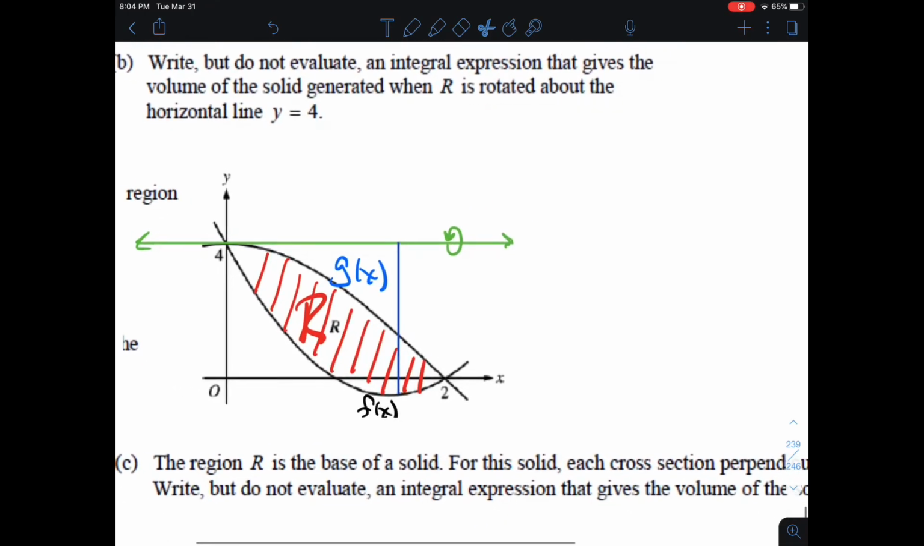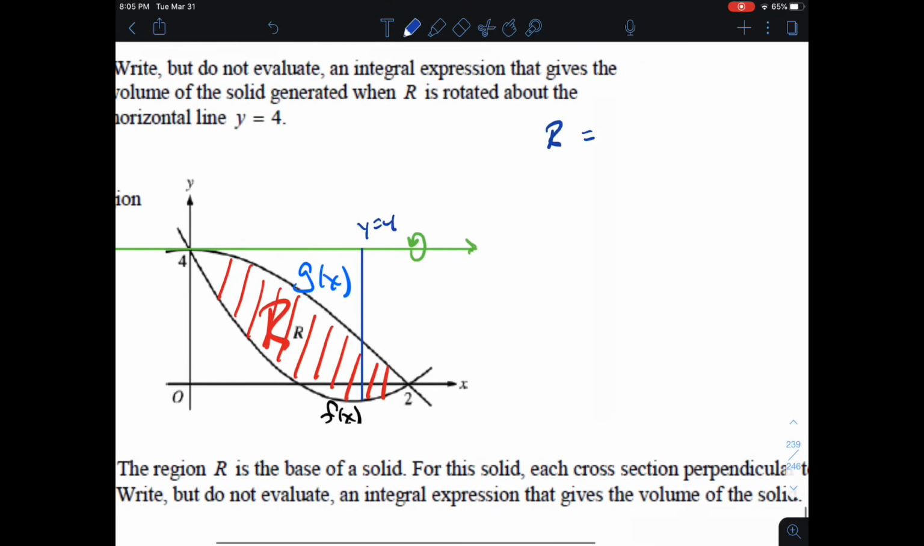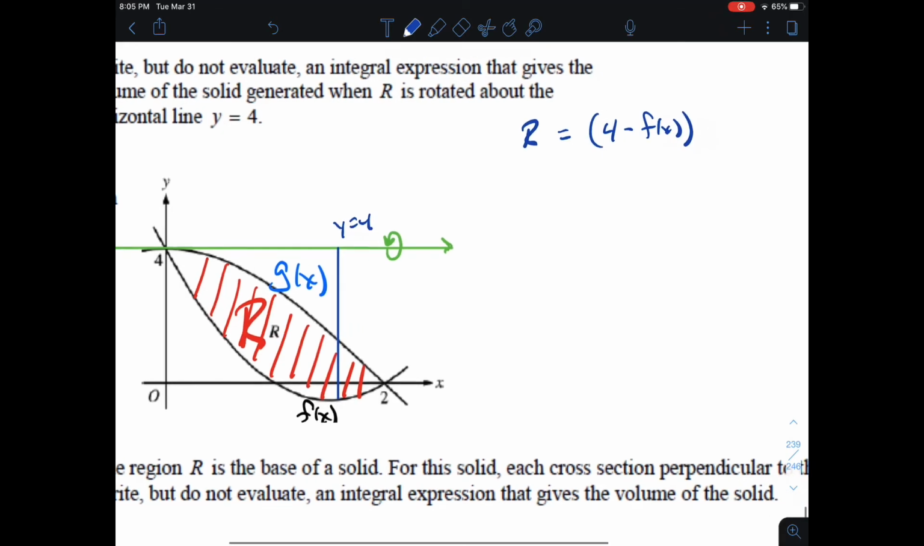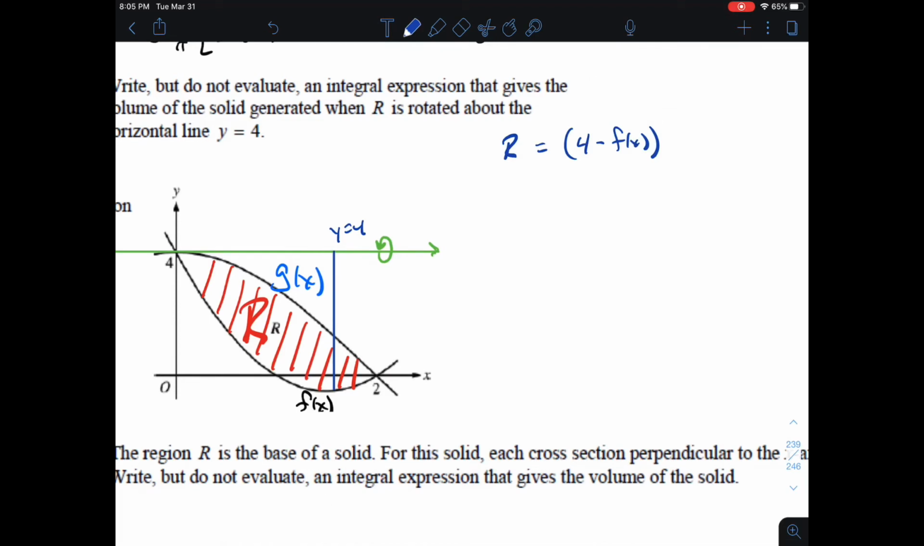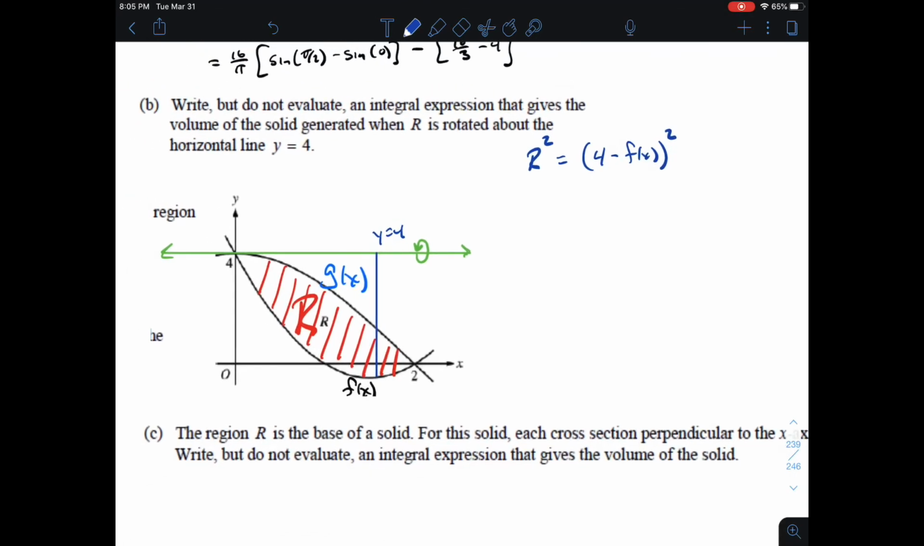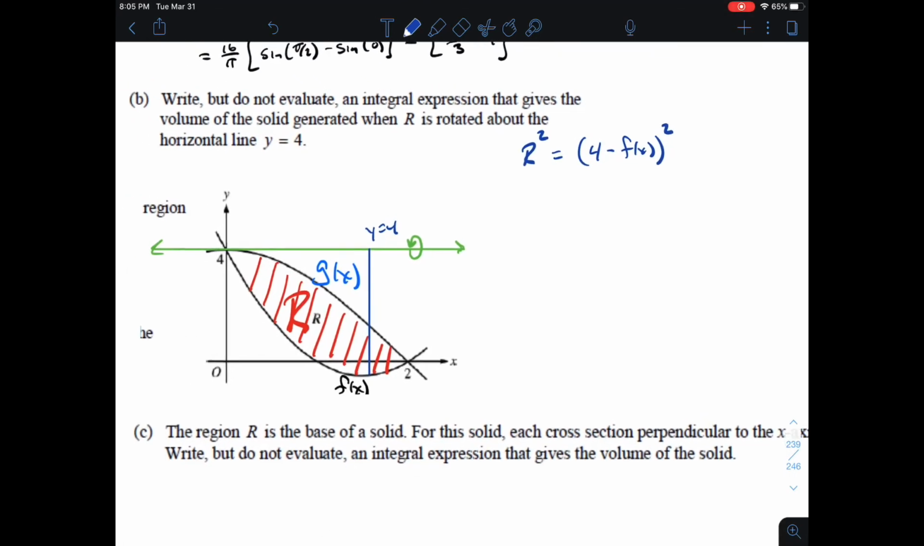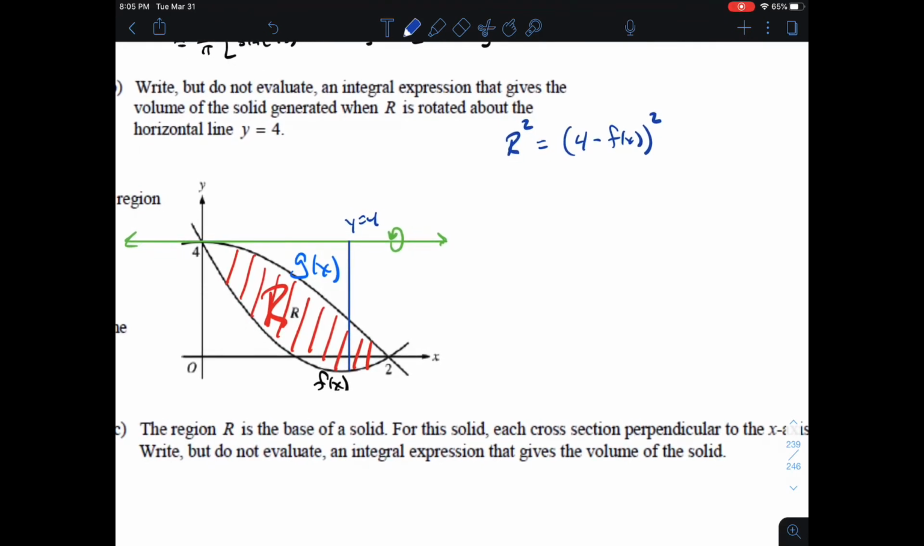So we need to know what the bigger radius is. And as pointed out, the bigger radius is the distance between this line y equals 4 and f. So you take top minus bottom, that's 4 minus f of x. That's what r is. Well, to find the area of a circle, it's pi r squared. So we have to square the r, so I have to square this. And I'm just going to leave it like that. There really is no need to do anything with that other than leave it like that.